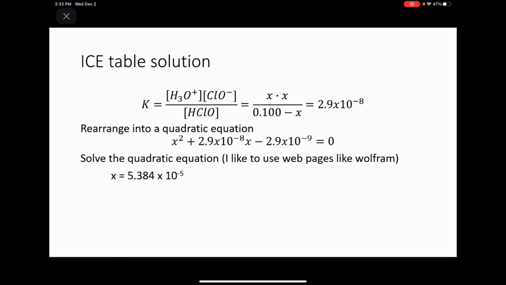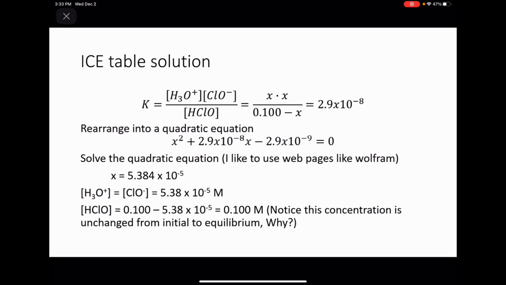And we go back to our PowerPoint. So we've written this out. You'll notice we have our K, the equilibrium constant. Now I've written out the actual quadratic equation. If you wanted to solve it yourself, you can use the solver on your calculator, you can plot it, and so forth. But if you do that, you'll find that x is 5.38 times 10 to the minus 5. So that means our concentrations of H3O plus and ClO minus are 5.38 times 10 to the minus 5. The HClO is 0.1 minus that number.